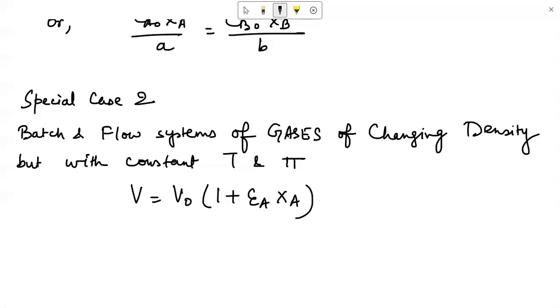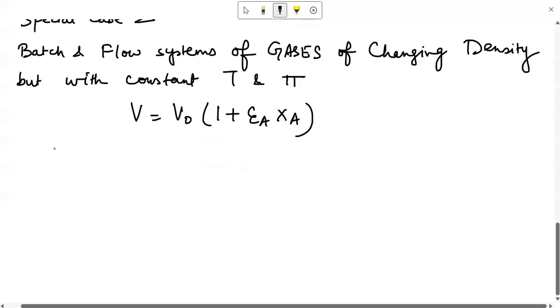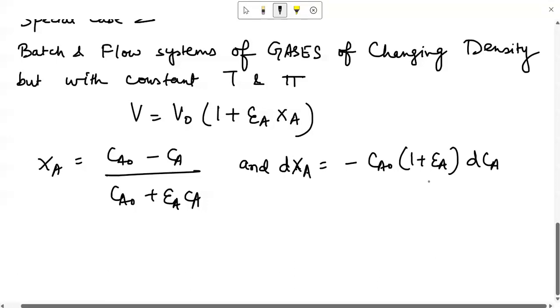Now, if you want to relate the concentration terms and the conversion terms in this case, then you will have expressions like XA equals (CA0 minus CA) by (CA0 plus epsilon A CA), and accordingly, as per the differential logic, you can write dXA equals minus CA0 multiplied by (1 plus epsilon A) into dCA divided by (CA0 plus epsilon A CA) whole square.